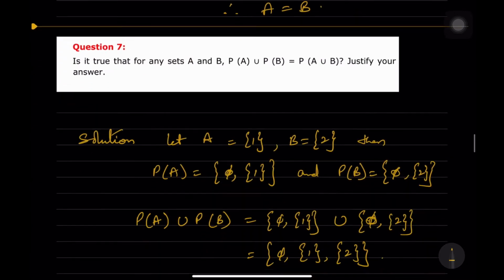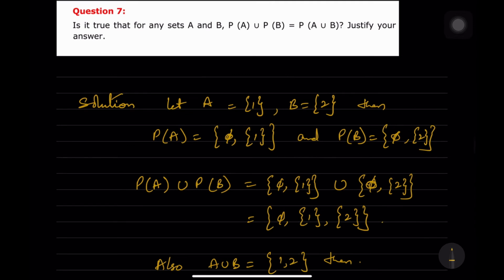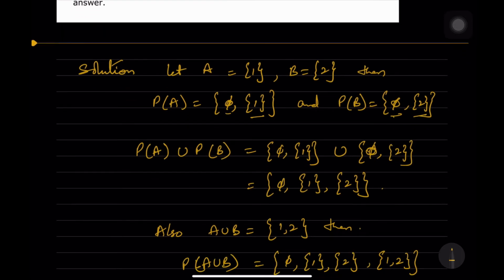Next, going to question 7. Is it true that for any sets A and B, P of A union P of B is equal to P of A union B? We have to justify our answer over here. So now if A is equal to {1} and B is equal to {2}, then power set of A will definitely be equal to {empty set, {1}}, and power set of B will be equal to {empty set, {2}}. So now P of A union P of B will be equal to {empty set, {1}} union {empty set, {2}}. So we will have {empty set, {1}, {2}}.